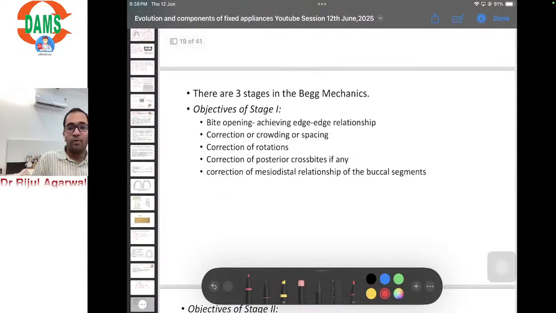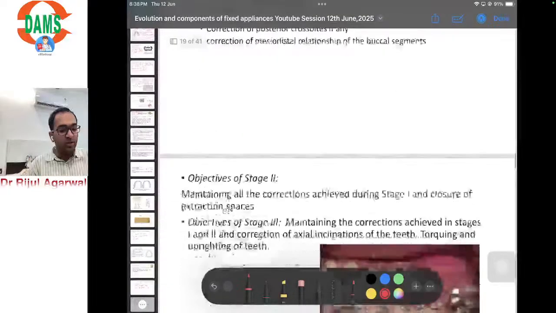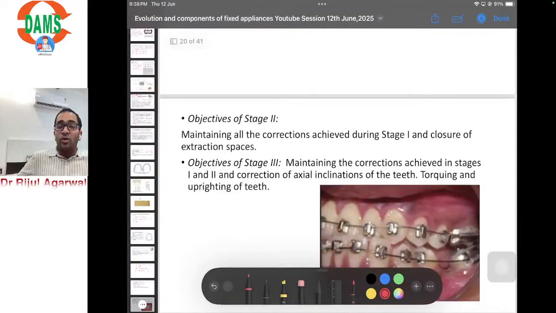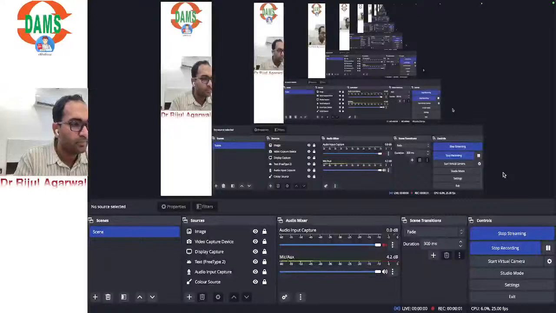I hope the philosophy behind Begg's technique is clear. There are three main stages in Begg's mechanics: stage 1, 2 and 3. What are the objectives of stage 1? First is bite opening. Next, correction of crowding or spacing, correction of any rotation, correction of any posterior crossbite, and correction of the mesiodistal relationship of the buccal segment. In the next stage, the objectives achieved in stage 1 are maintained.